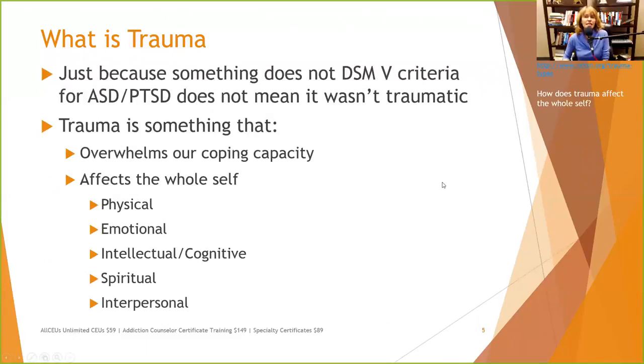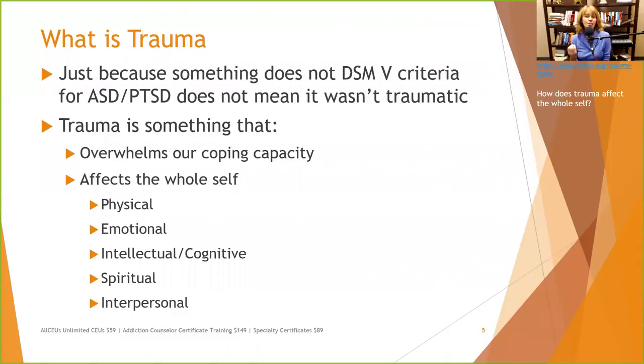Just because something doesn't meet DSM-5 criteria for acute stress disorder or PTSD doesn't mean it wasn't traumatic. Trauma is something that overwhelms our coping capacity. It happens and we're like, oh, I didn't see that one coming. I feel like I got hit in the gut and I have no idea how to deal with this. I remember watching the second airplane going into the Twin Towers, just sitting there in shock and disbelief going, what am I supposed to do with this information?